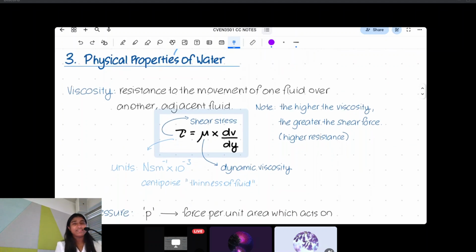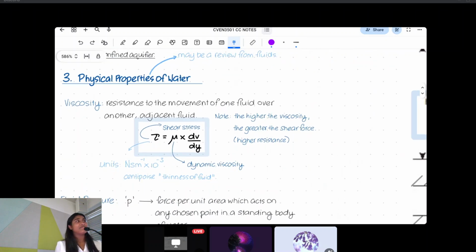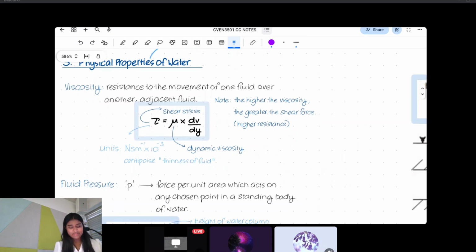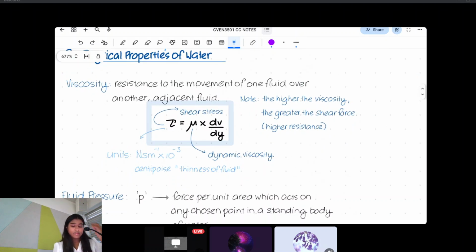And I really wanted to do this because I'm sure it's been a while since you did fluids, or if it hasn't, I'm not sure how much you remember. So none of what I say in the next few pages will make sense if we don't go through this first. So viscosity, very quickly, is just the resistance to movement of one fluid over another, an adjacent fluid. This is the symbol here.